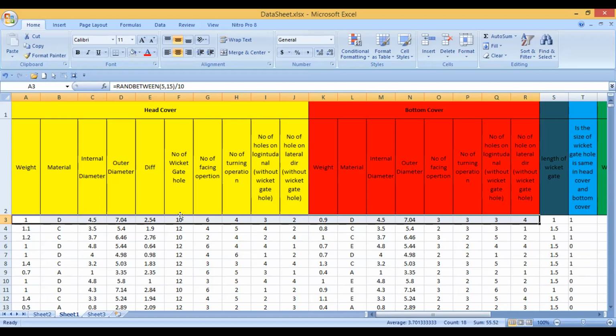I'm not making the challenge as dramatic. I'm just saying let most of the parameters be the same, except that instead of 4.5 internal, it is 4.6, and instead of 7.04, it is 7.08. Then what happens? Yeah, sir, that I can find out.